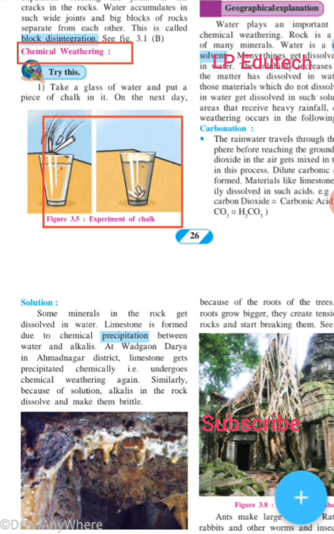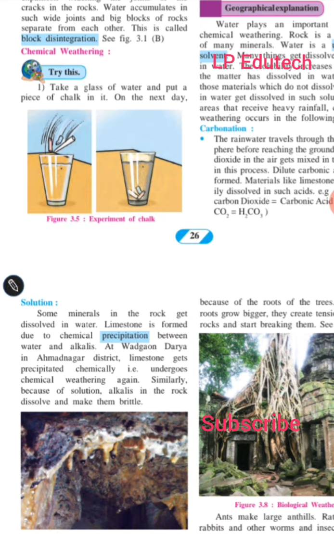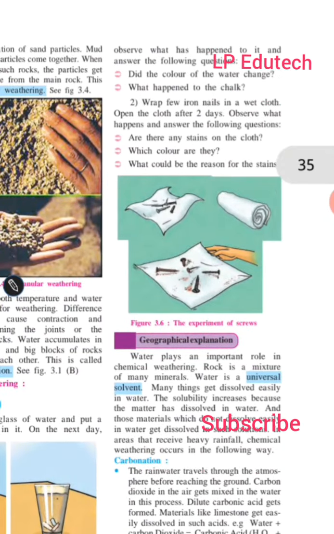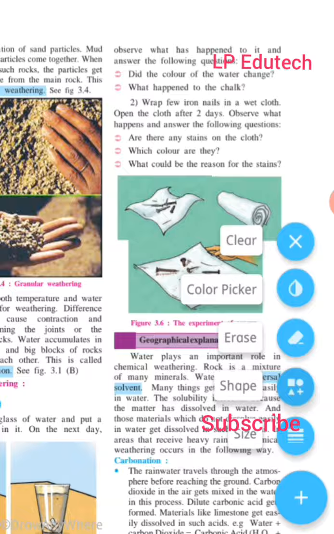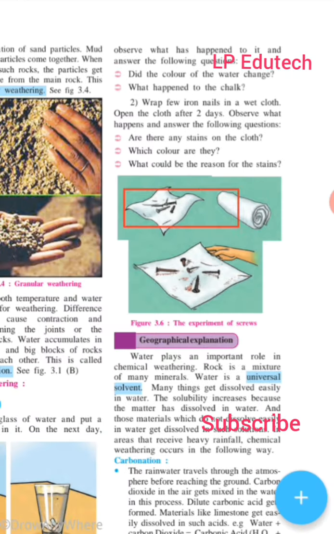Now, the second activity that we have here. Have a look. This is the second activity. Wrap a few iron nails in a wet cloth. Open the cloth after 2 days. Observe what happens and answer the following questions. Now a few iron nails are kept in a wet cloth. So what will be the reaction that we are going to observe?